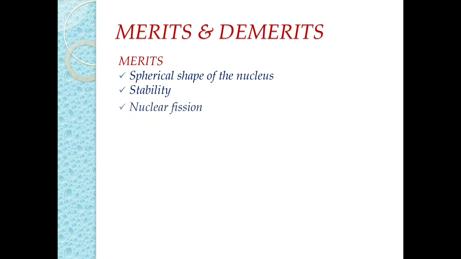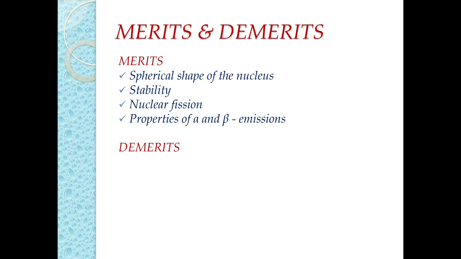Next, what are the merits and demerits of this model? This liquid drop model was popular because it explained the spherical shape of the nucleus, and it explained the stability of the nucleus. The most successful one is the explanation of nuclear fission, and it was also able to explain the radioactivity emanating from heavier nuclei, and the properties of alpha and beta emissions.